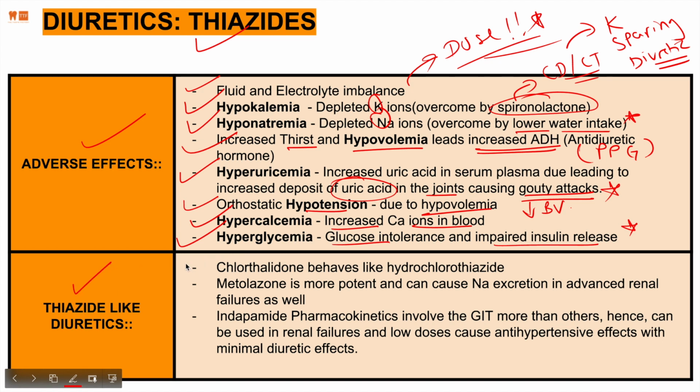Thiazide-like diuretics, which is chlorthalidone, behaves like hydrochlorothiazide. Metolazone is more potent and can cause sodium excretion in advanced renal failure as well. So we've also designed a drug to be used in CKD. Indapamide, pharmacokinetics involve the GI tract more than others, hence can be used in renal failures, very useful. Low doses can cause antihypertensive effects with minimal diuretic effects. So indapamide, very good drug to use.